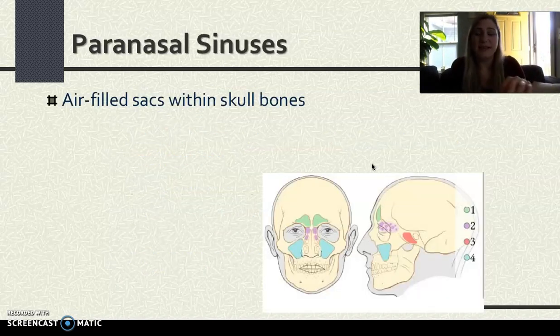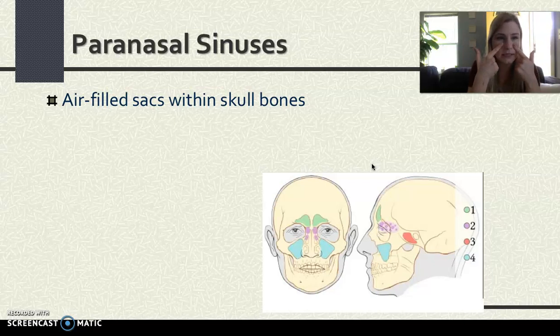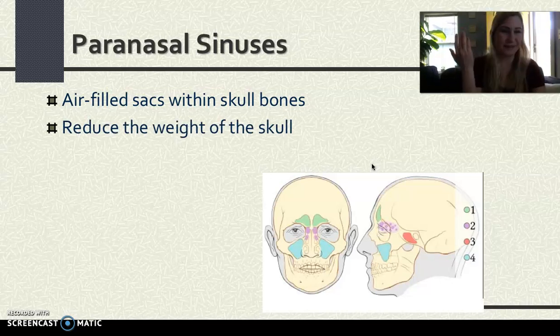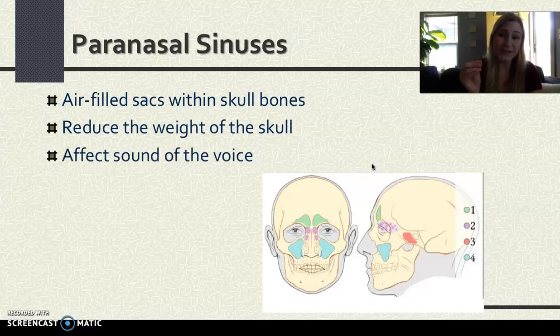Paranasal sinuses. These are air-filled sacs within your skull. Now, this seems kind of strange. You have them here, here, and here. And a sinus is any hollow, empty cavity. Now, these are here literally just to make your head a little bit lighter. Bone is really dense and can be really heavy.